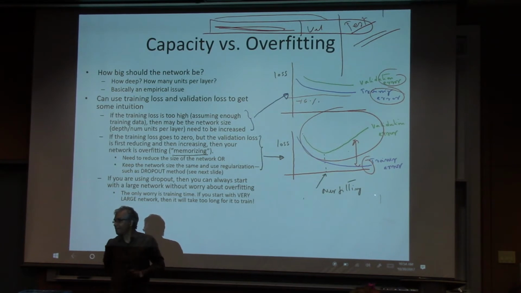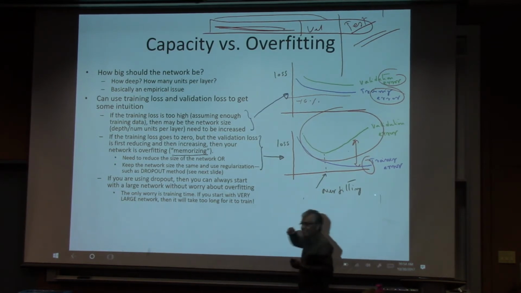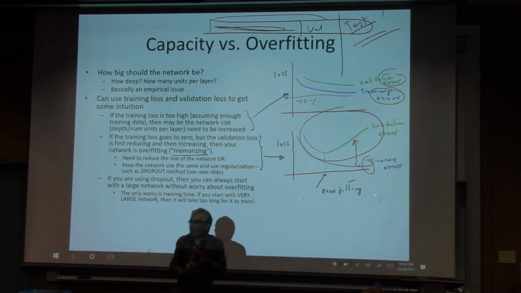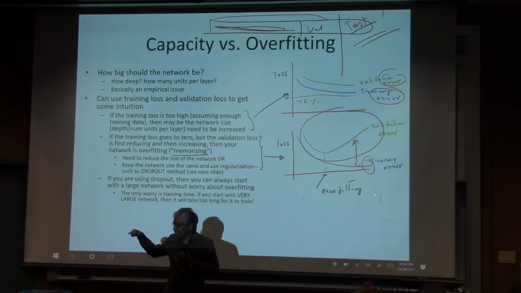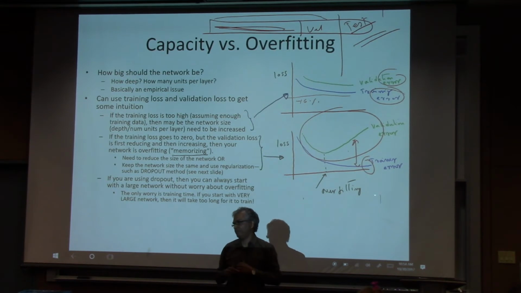Yes, sir? Will the x-axis on those graphs be time? So there are two ways of looking at the x-axis. One is if the x-axis is proportional to the number of times you are updating the weights. It is also proportional to the amount of data you have.